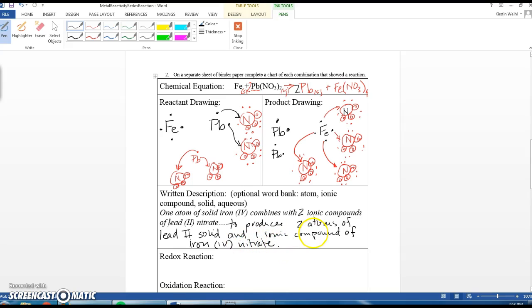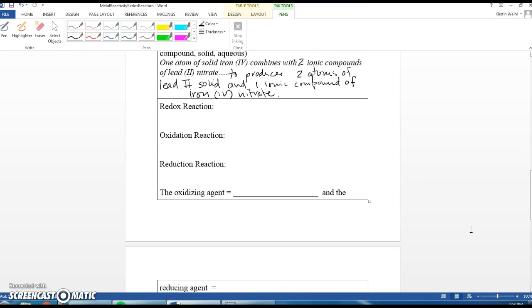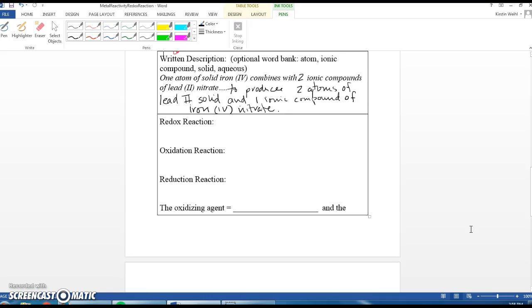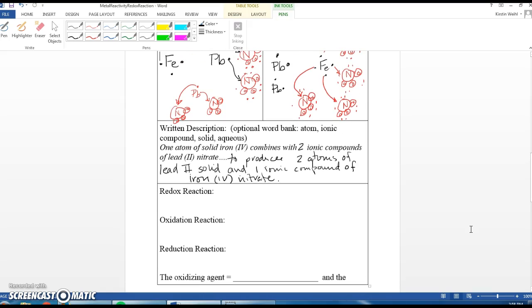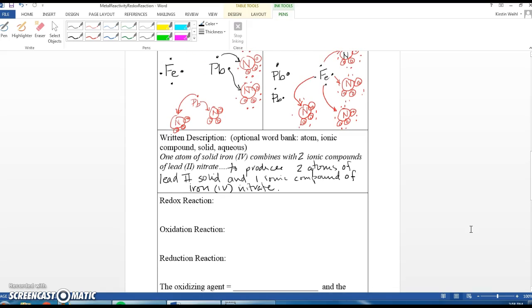Okay, so that's the written description. Next, we want to talk about the redox reaction. So for the redox reaction, let's use that picture to help us out. And the picture tells us a lot of things.